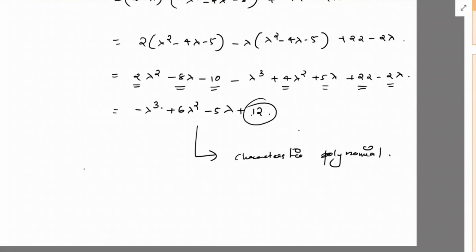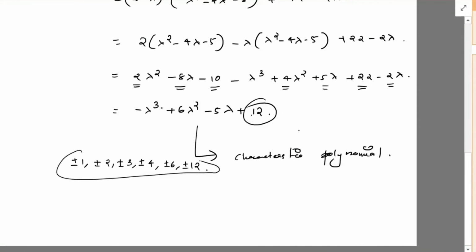2, 4, 6 are divisors of 12. Not only 2, 4, 6, 1 is also a divisor and 12 is also a divisor. So the divisors of 12 are plus or minus 1, plus or minus 2, plus or minus 3, plus or minus 4, plus or minus 6, and plus or minus 12. These are the divisors of the constant term in the characteristic polynomial.